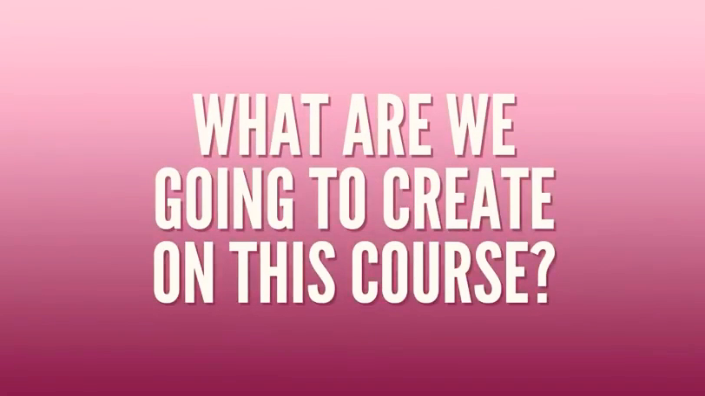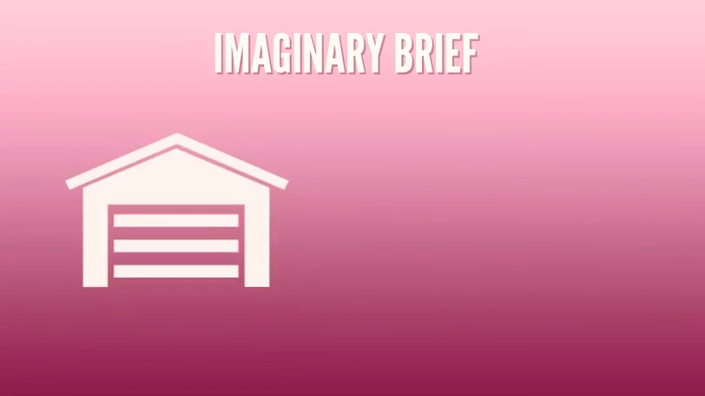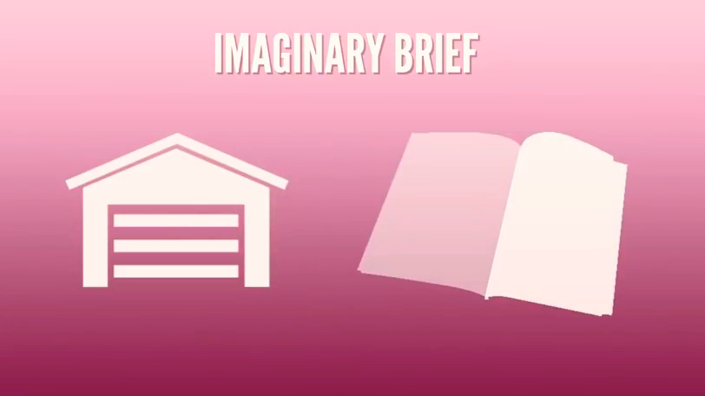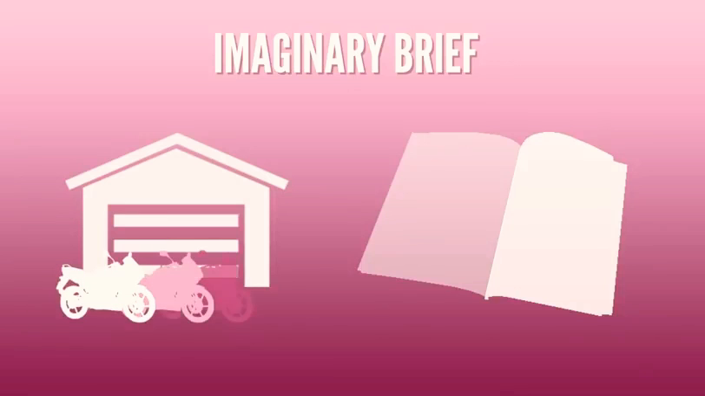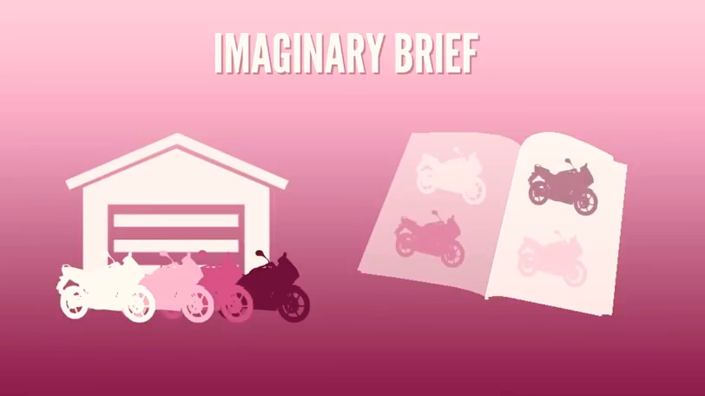So what are we going to create in this course? Well, to add structure to this course and make it a little bit more interesting and practical, I have created an imaginary brief that we are going to work from. So let's check this out. Okay, so a local motorbike store wants to create a double-sided full-color leaflet to promote a particular motorbike they have in stock and hand these out in store.